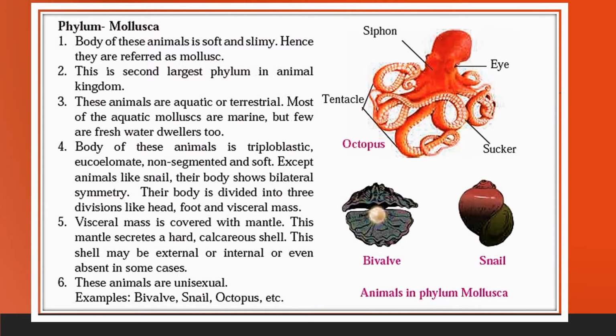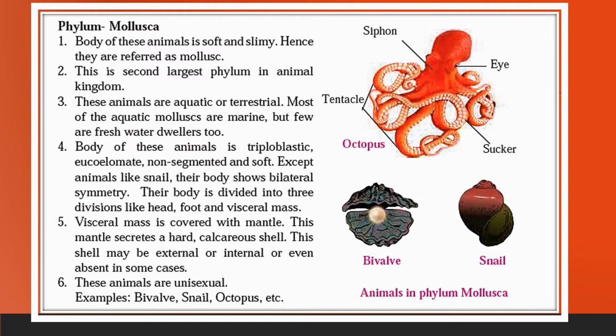Students, now let's learn about phylum Mollusca. The animals in phylum Mollusca have a body which is soft and slimy, hence they are referred to as mollusks. This is the second largest phylum in the animal kingdom. These animals are aquatic or terrestrial, and most of the aquatic mollusks are marine, but few are freshwater dwellers too. The body of these animals is triploblastic, coelomate, non-segmented and soft. Except animals like snail, their body shows bilateral symmetry.